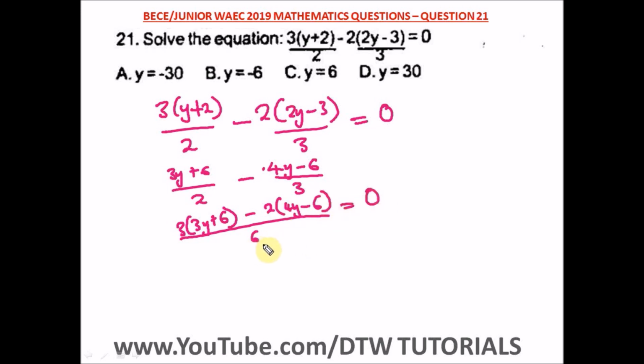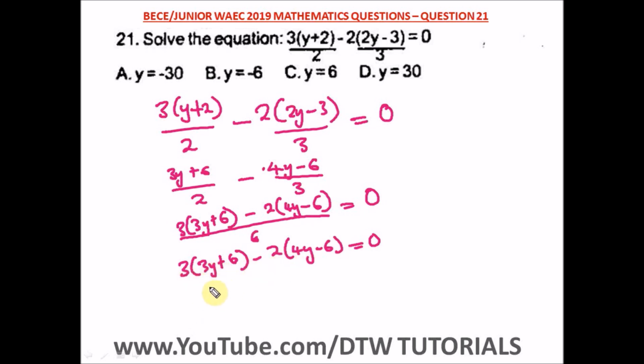0. So to cancel out this 6, we'll multiply both sides by 6 or just cross multiply. Cross multiply this, that's 6 times 0, which will still give us a 0. So we're left with 3 bracket 3y plus 6, close the bracket, minus 2 bracket 4y minus 6, equal to 0. Since 6 times 0 will be what? 0. We've cancelled out our denominator. So let's try to open up this bracket and solve for y.